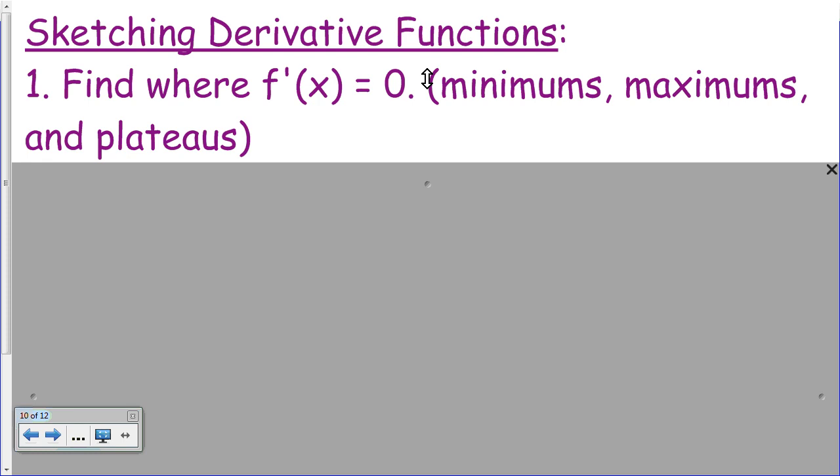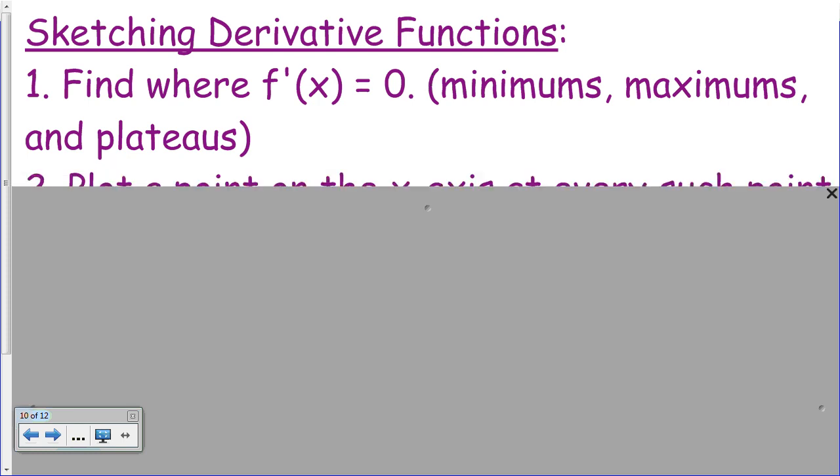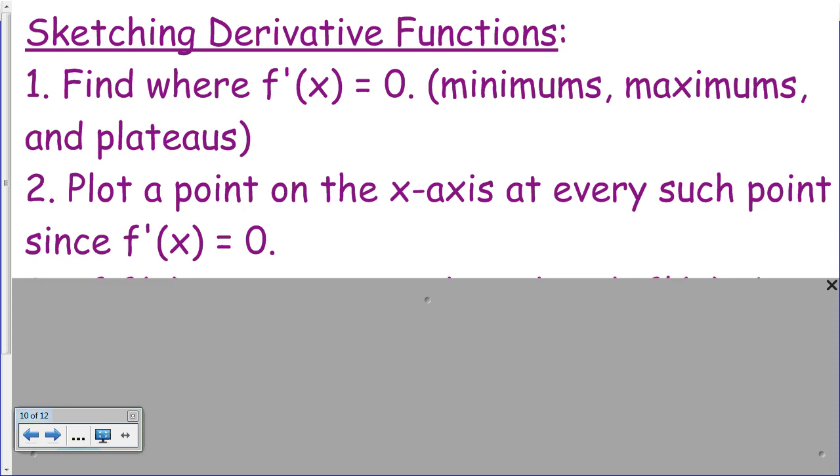Now, for the most part, to start out with, you're going to just look for mins and maxes on your function. Wherever you have the mins and maxes, you're going to get slopes of 0. But realize they can also occur at these plateaus. Now, the second step of this process, and we'll go through a couple of examples using this in just a minute, is, once you've found all those points, to plot a point on the x-axis at every such point there.